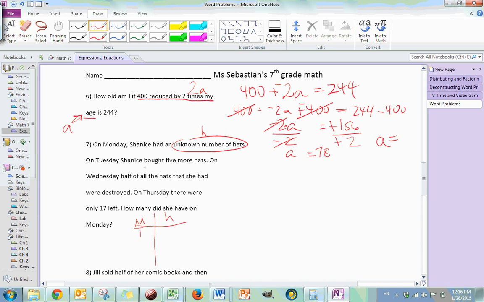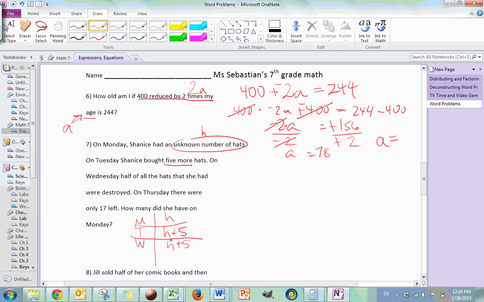Okay, what happens Tuesday? Well, she bought 5 more. So 5 more is, you take H, and you add 5 to it. That's how many she has on Tuesday. Now on Wednesday, all the hats that she had, meaning from Tuesday, left over still, though half were destroyed. So what is that? Well, this is the trickiest step, or maybe one that you might be unfamiliar with.